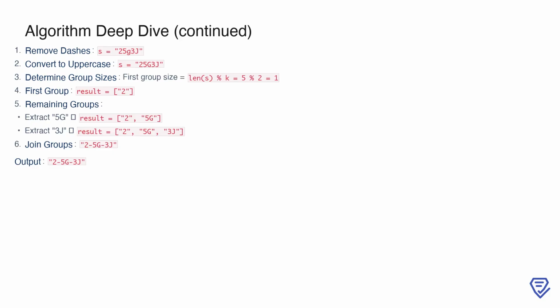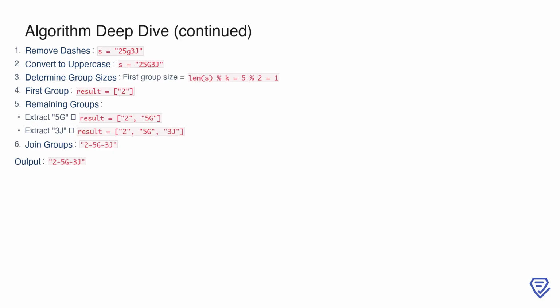Now, we calculate the size of the first group using the modulo operation. The length of s is 5, so len(s) % k equals 5 % 2 equals 1. This means the first group will contain one character. We extract the first group, which is 2, and initialize the result list as result equals [2]. For the remaining groups, we process the rest of the string in chunks of size k. The first chunk is 5G, so we append it to the result list, making result equals [2, 5G]. The next chunk is 3J, which we also append, resulting in result equals [2, 5G, 3J].